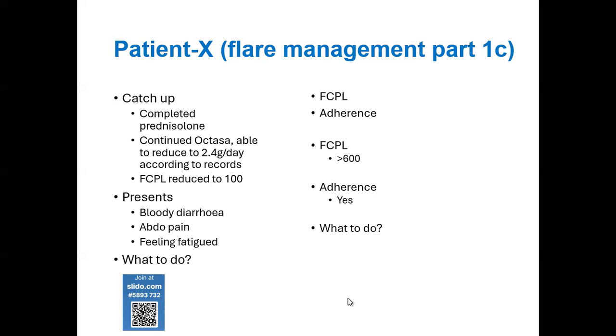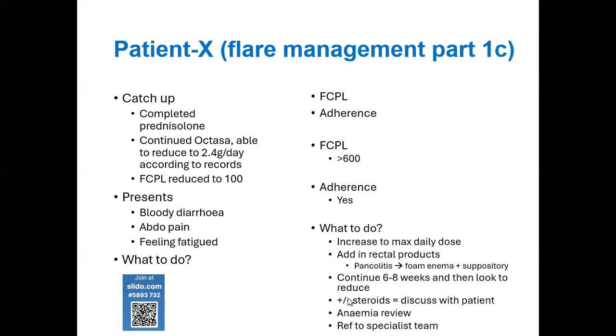What about though if the same patient has the same situation, their fecal calprotectin is still raised, they're still feeling awful, but they are adherent to medication? What do we do now? So because they're on Octase 2.4 grams a day, the first thing I would do is increase their Octase up to maximum dose, and I would add in rectal products. And because it's pancolitis, they're going to need the suppository and the foam enema.